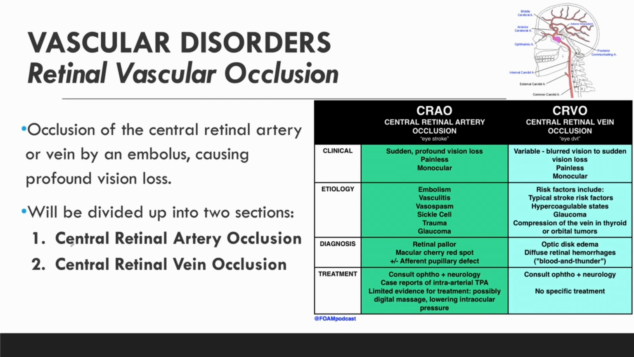occlusion. Central retinal artery occlusion is an occlusion of the central retinal artery. It can be the whole artery or it can be parts of the branches of it, and it's caused most commonly by an embolus, causing profound unilateral vision loss, painless unilateral vision loss.